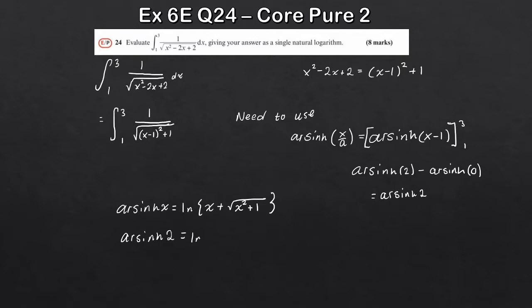So that'll be ln of 2 plus the square root of 2 squared, which is 4, plus 1. So 4 plus 1, 2 plus root 5 there. And that's it. That's my final answer: ln of 2 plus root 5. So we've given our answer as a single natural logarithm. So 8 marks there for that.